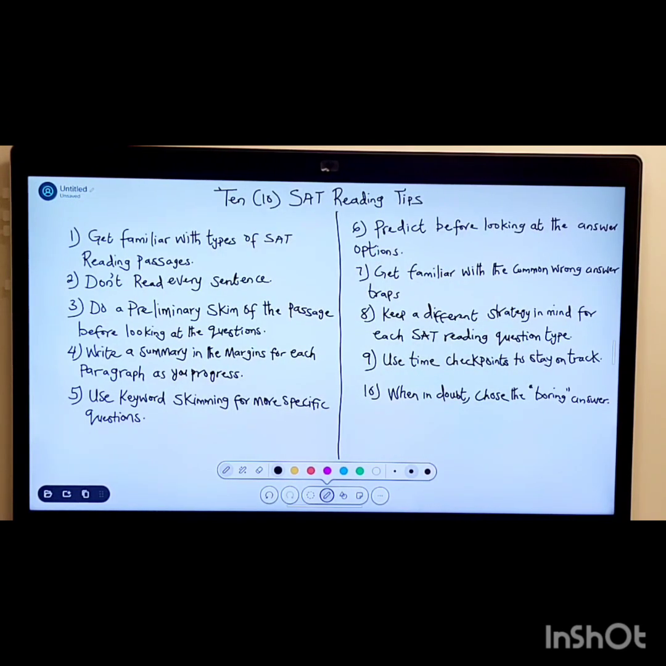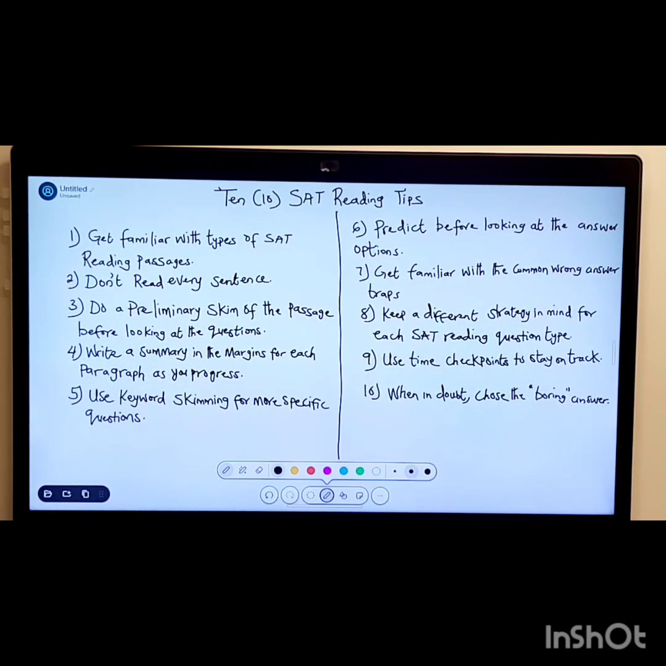So as you progress on each paragraph, you are definitely going to have one answer in each paragraph. Make sure you are able to summarize that paragraph while you are reading, because it's going to help you go straight to answer your question immediately and you won't be wasting time. 5 says, use keyword skimming for more specific questions.